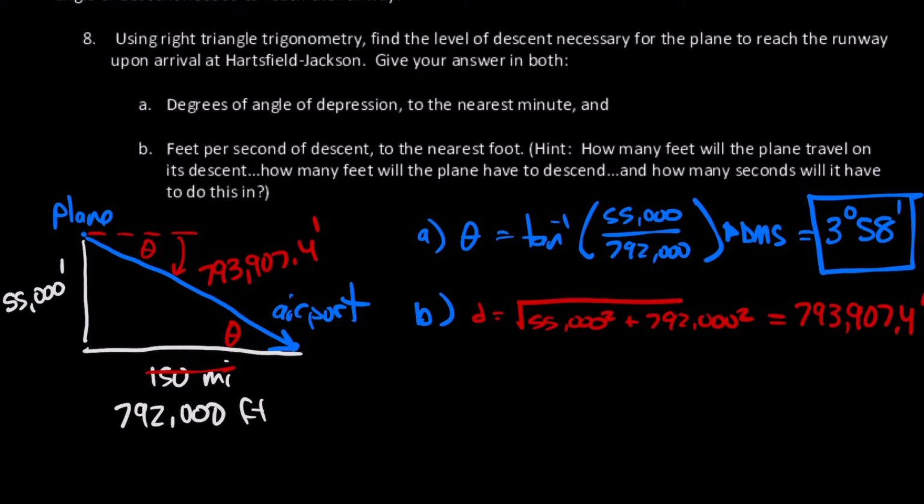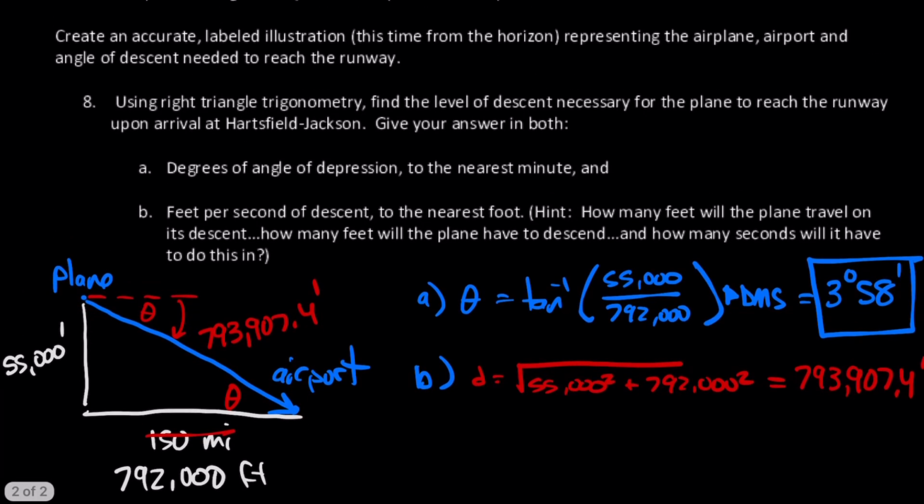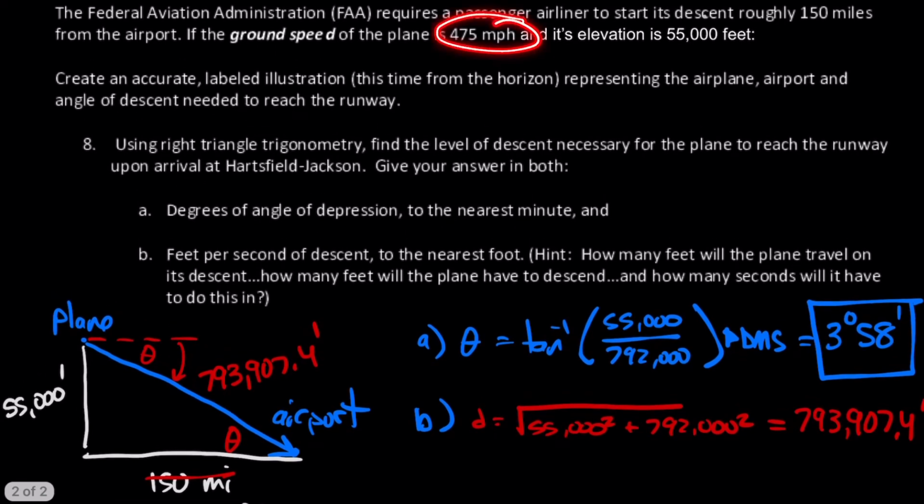What else do we need to do? It kind of gives you a hint here. How many feet will the plane travel on its descent? That's what we just found, this hypotenuse. How many feet will the plane have to descend? It has to descend 55,000 feet. How many seconds will it have to do this in? That's where it gets a little trickier. How long do we have for the plane to travel this path? That's why we need to know its ground speed. If I know the ground speed and I know this distance, I can then calculate time.